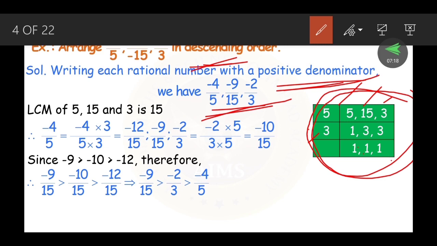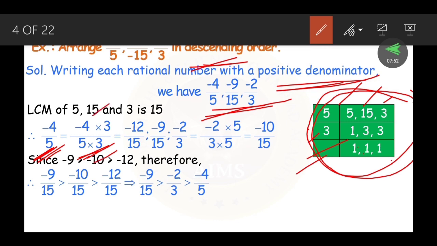3 ones are 3. So what is the LCM? 15 is the LCM. So what we have to do? We have to write denominators in terms of LCM. Here 5 is the denominator, but we need 15. For getting 15, what we have to do? We have to multiply both numerator and denominator with 3. So 5 3s are 15, 4 3s are 12.